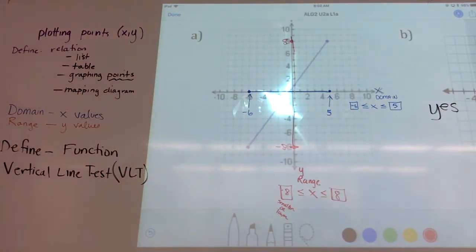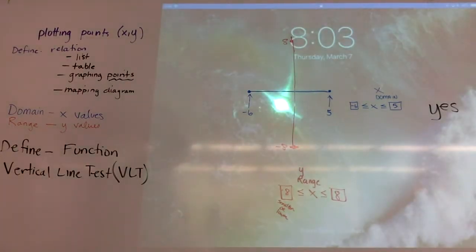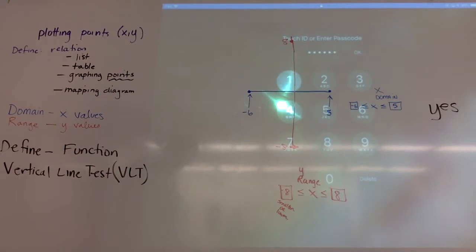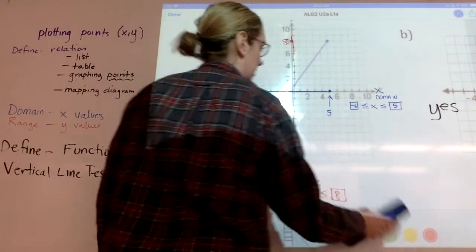This is a section where the colors do help. Domain is how far left and right. Range is how far down and up. Any questions on A? All right, I'm going to start rolling a little bit quicker now. Just a smidge.